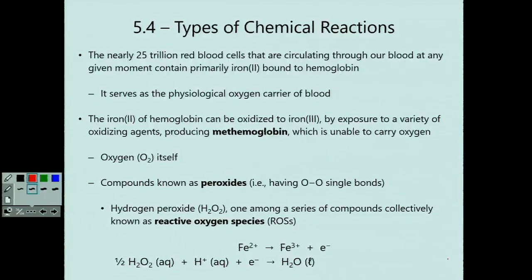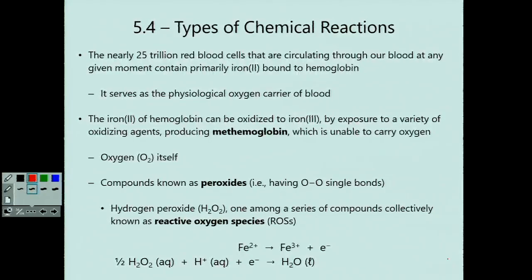So that type of hemoglobin that is carrying iron 3 and is unable to bind to oxygen is known as a methemoglobin. And it can be caused by binding oxygen itself, as we're going to learn. That transformation of the oxidation of iron 2 to iron 3 can also be caused by a whole family of compounds known as peroxides. So peroxides are compounds that have O-O single bonds, and O-O single bonds are extremely unstable. The compounds that carry those bonds are collectively known as reactive oxygen species.